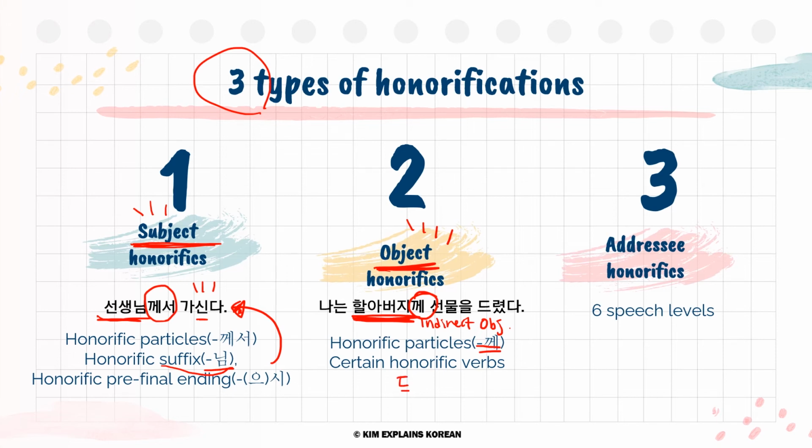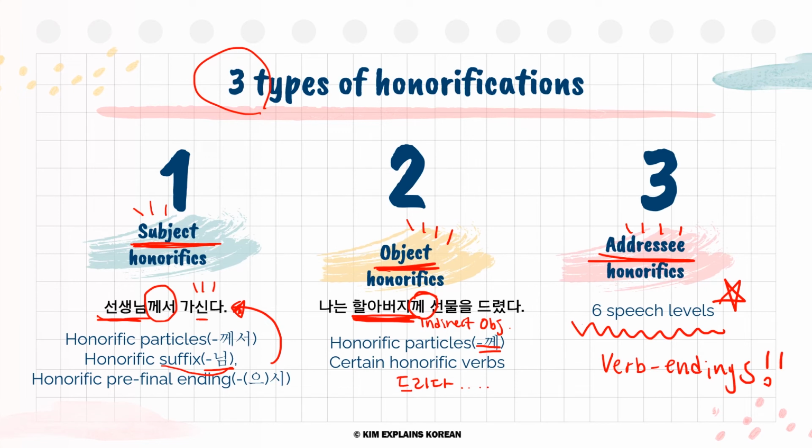Lastly, addressee honorifics. Depends on the age and social status of someone you talk to. You can choose one of the 6 speech levels. Each level has different verb endings, which indicate your attitude toward your addressee. I mentioned it earlier when we talked about the factors of conjugations. So just by hearing verb endings in a conversation, you know who's older and how close they are.